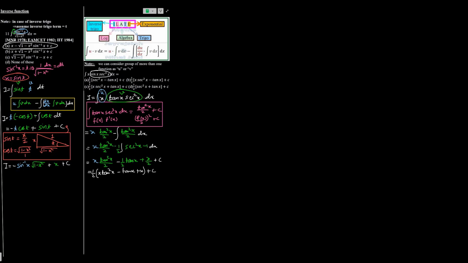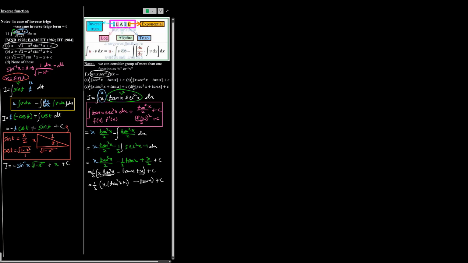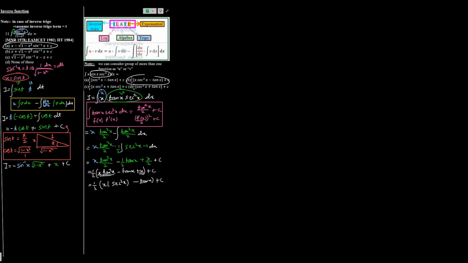See, from these two terms, we can take x common. So we'll get tan square x plus 1, minus tan x will be as it is. And this tan square x plus 1 is nothing but sec square x. Option B is your answer. Ta-da!